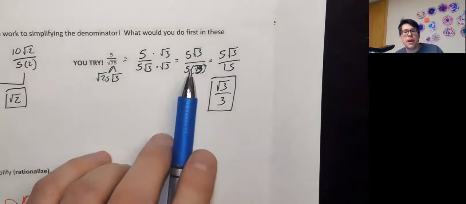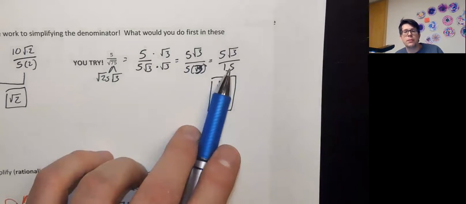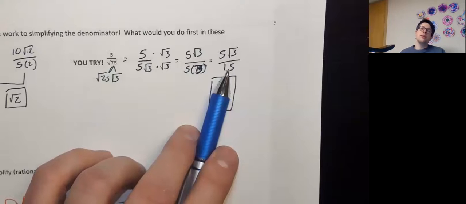Then what I'm going to do is multiply 3 times 5 right here, and I'm going to get a denominator of 15. There's no square root down there in the denominator, and that's great.